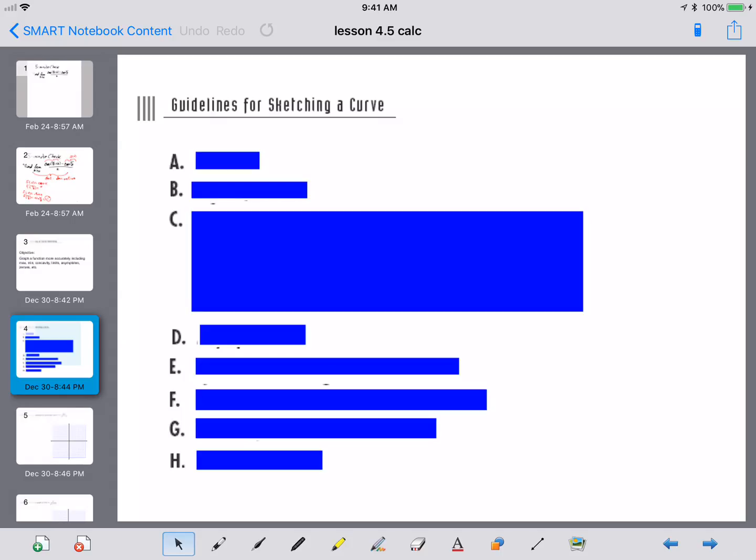So let's go over things that we should be aware of when sketching a graph. We're going to look at every piece of the process. The first thing you want to think about is what the domain is. What doesn't work? It should be the question that you ask yourself.